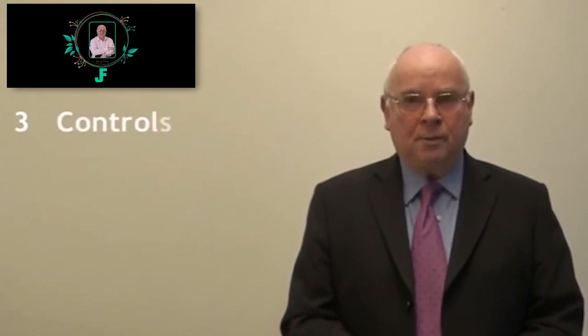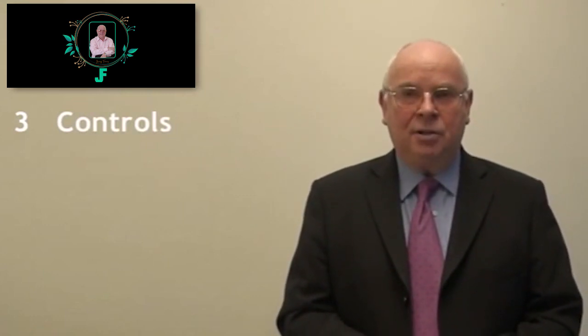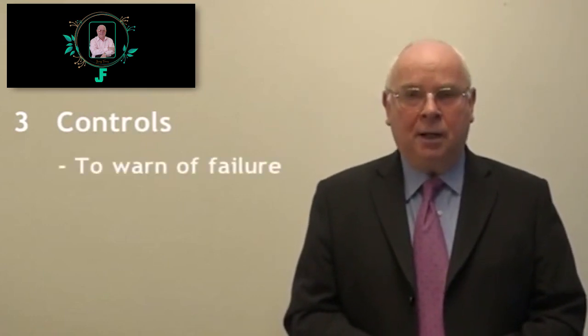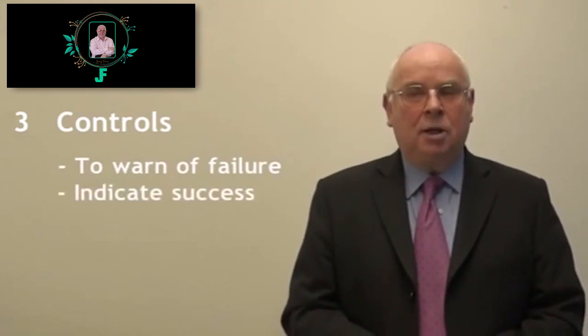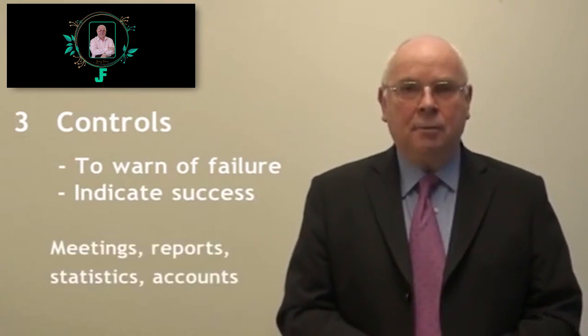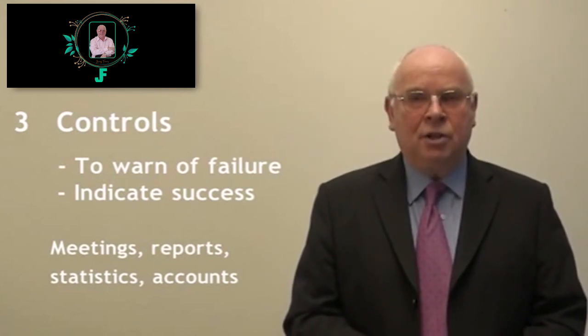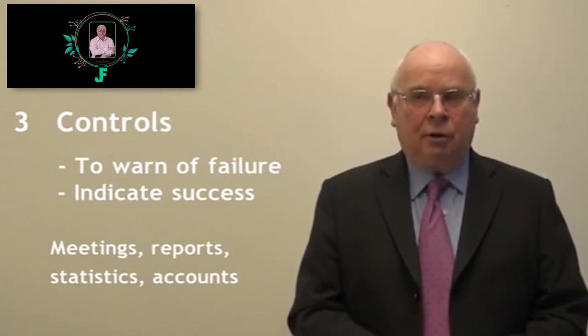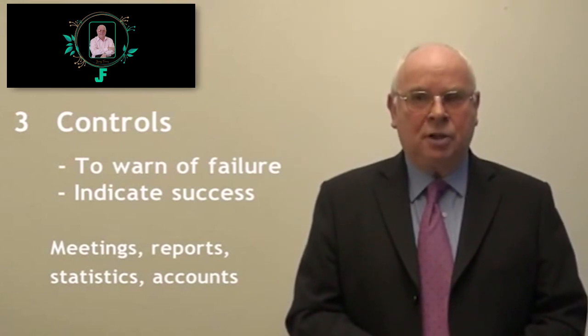The next step is to put in place what we would call controls. In other words, what control mechanisms do you as a manager need to have in place that will warn you of impending failure and will tell you that you are on track for success? So these may be meetings, these may be reports that you get from team members, these may be statistics, these may be management accounts. A whole range of methodologies are available for you to know what it is that you need to see happening to make sure that you succeed.